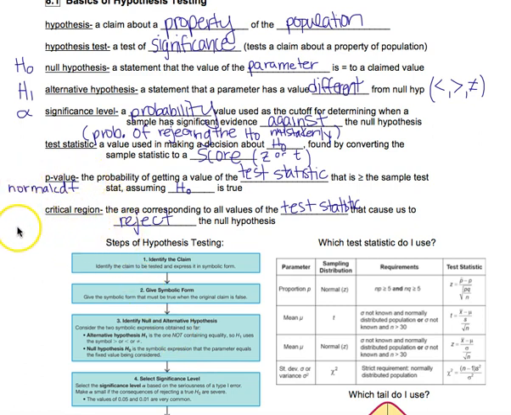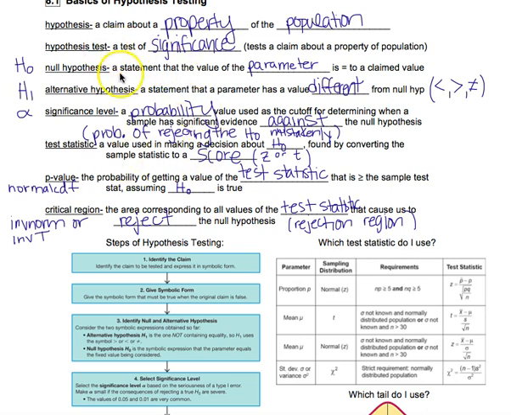Critical regions, depending on which type we're using, we're either going to use inverse norm or inverse t. Obviously, if our test statistic is t, we'll use inverse t. If it's z, we'll use inverse norm. The critical region is also sometimes called the rejection region. And we will draw pictures of the rejection region as we go.